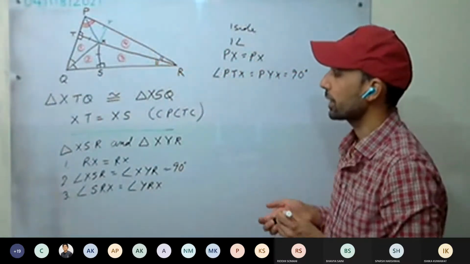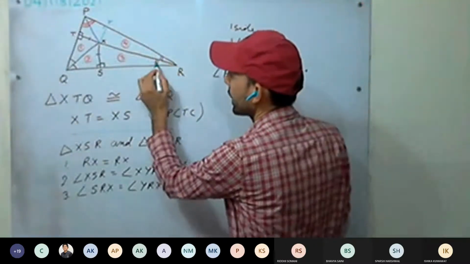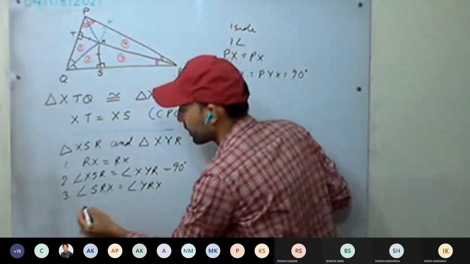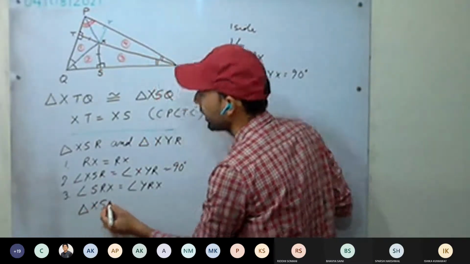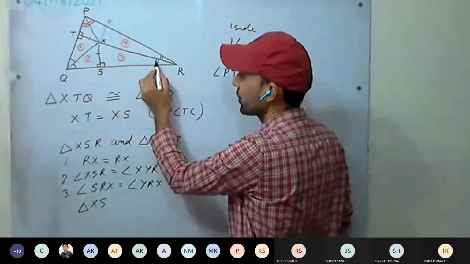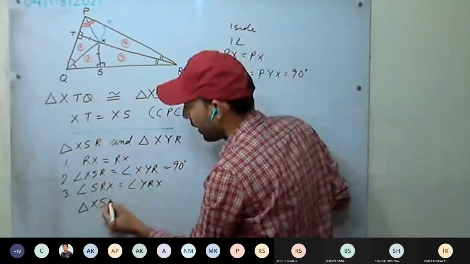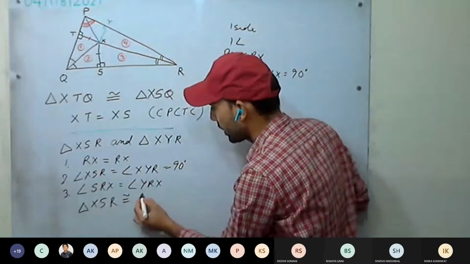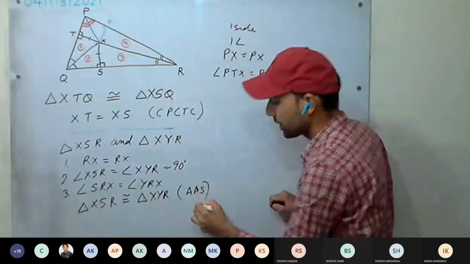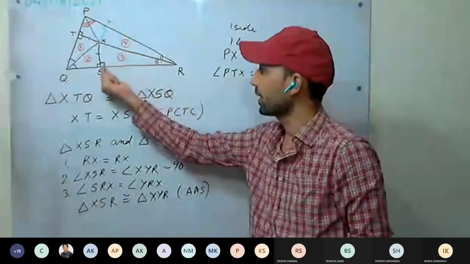So by which theorem are these two triangles congruent? Angle, side. ASA? No, the side is not included. AAS. Take any one triangle, see which parts you have used. Triangle XSR congruent to triangle XYR by AAS theorem. The side is not the included side, but it's the third one.